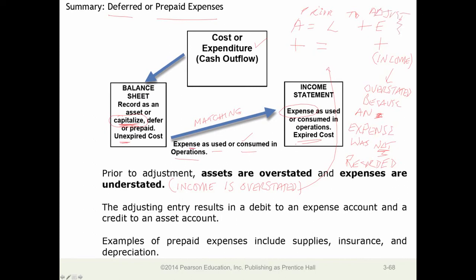Prior to the adjustment. The adjusting entry results in a debit to an expense account, a credit to an asset account, or credit the contra account, contra asset.